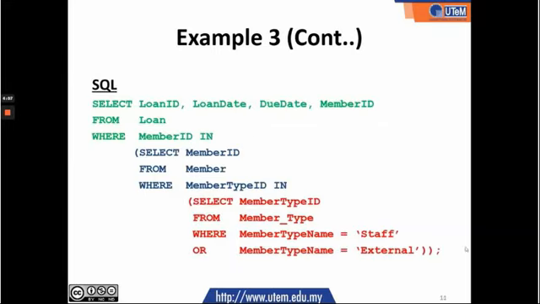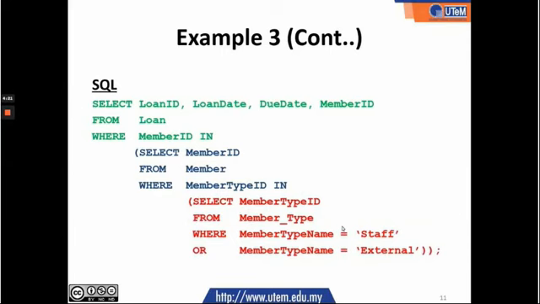First, we need to get the member type ID of these two member type names, staff and external member. Then we can find the associated member ID in the member table based on the related member type ID. As we have learned in Module 14, this statement is known as the inner query. This inner query must have open and close parentheses.